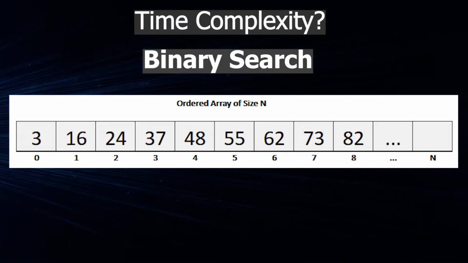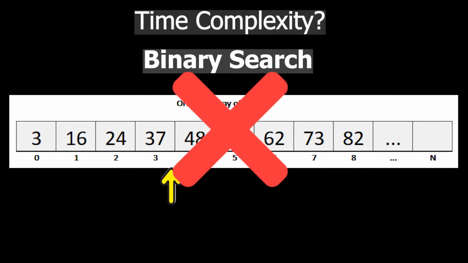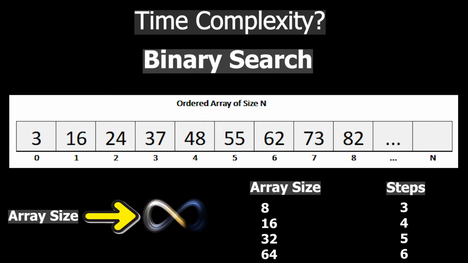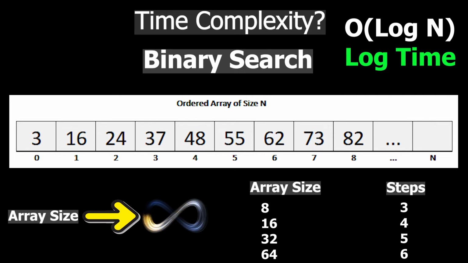Next, let's analyze the time complexity of searching through a sorted array using the binary search algorithm. With binary search, we don't have to search through all the elements in the array. If we imagine the array size increase to infinity, we notice that every time the data doubles in size, the number of steps increase by just 1. The time complexity for such an algorithm is known as log time. In Big O, we express this as O log of n.